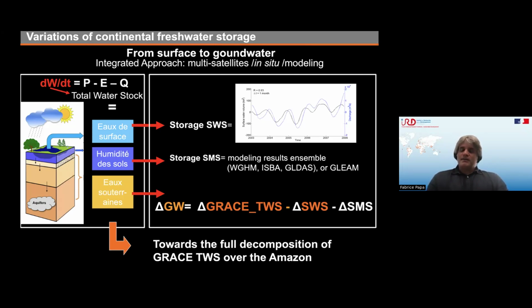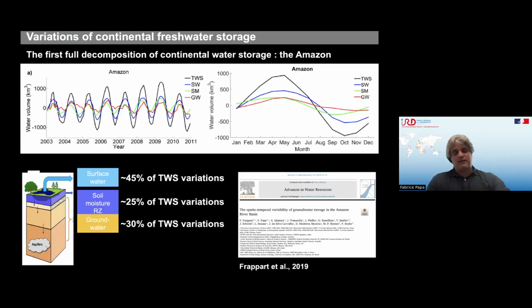And our estimate of surface water storage. So when we combine all that and subtract from GRACE the two other variables, we can do a full decomposition of GRACE total water storage over the Amazon and extract the unknown groundwater. So this is what we tried over the Amazon. And that was one of the first decompositions for the entire basin. So here it's using GIEMS and the altimetry from 2003 to 2011.